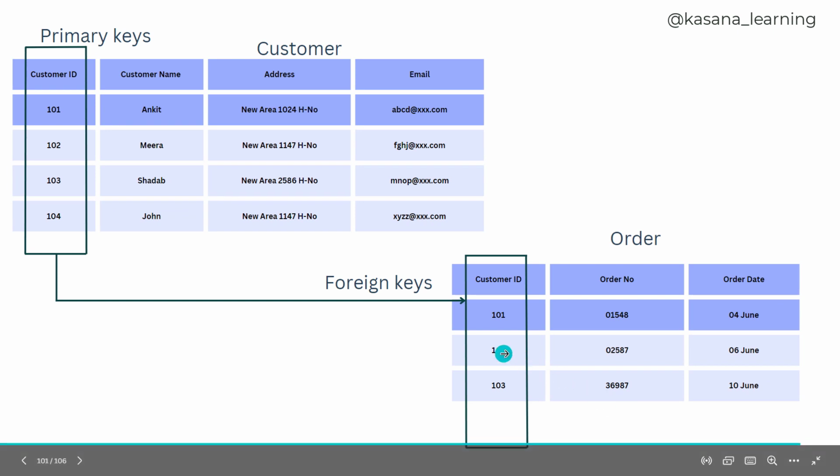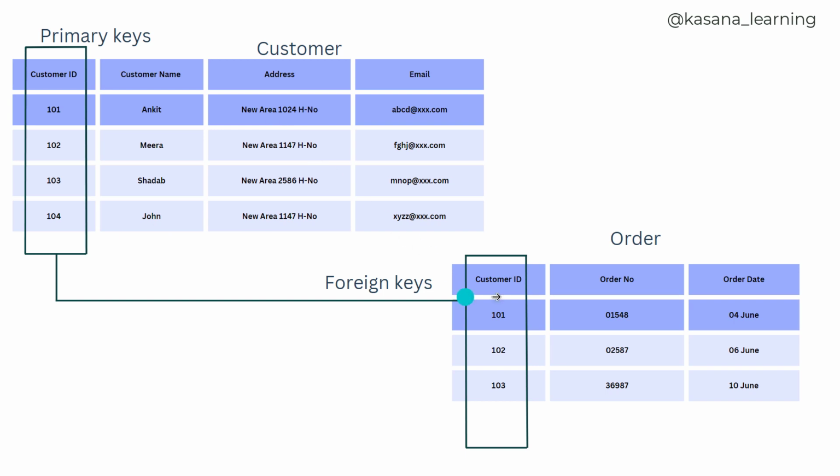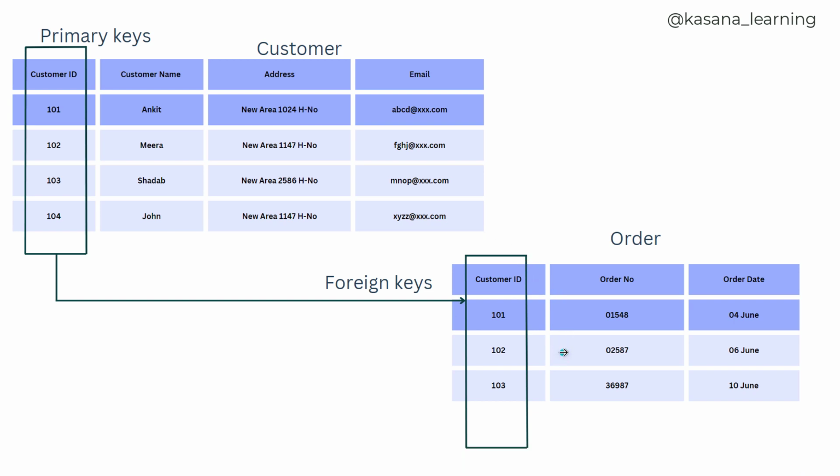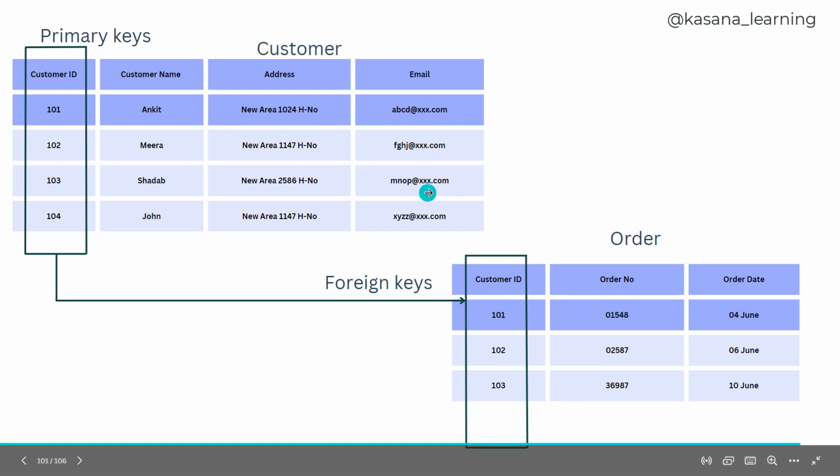Here you can see that we have added John, that is 104, here in the customer table, but that's not yet been added here. That is fine, because first we have to add in the parent, then in the child. Another case is that suppose we want to delete any information from the table. In that case, we first have to delete the information from the child table, then from the parent table.